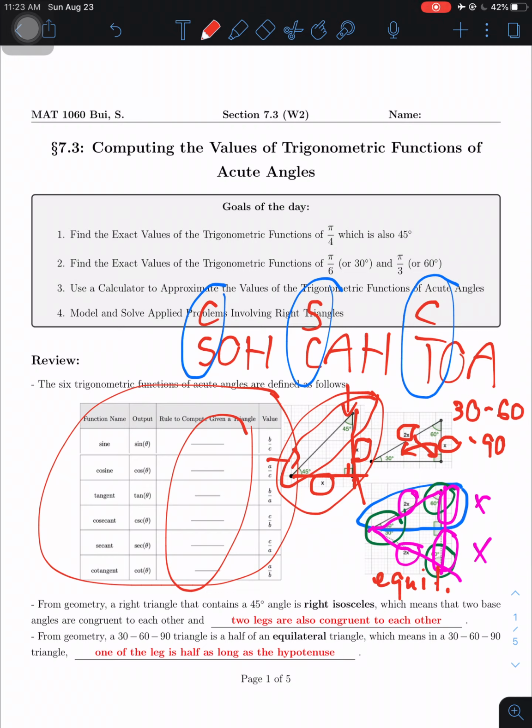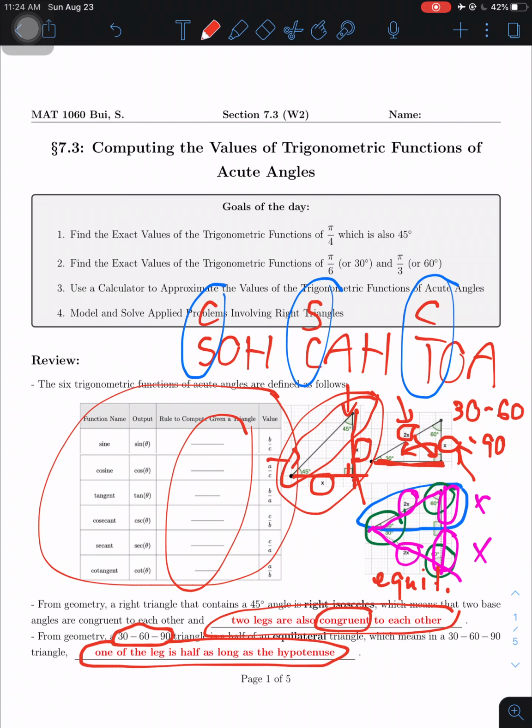Okay, notice that in the right isosceles triangle, the two legs are congruent to each other. Congruent in here means we have the same value, okay? And then in the 30, 60, 90 triangle, the shorter leg is half as long as the hypotenuse. The hypotenuse in here is 2x, and the shorter leg is just x. Okay, this one is the longer leg. We're going to learn later that the longer leg is equal to x square root of 3, if you remember from back in the day, but if you don't, that really doesn't matter at this point.